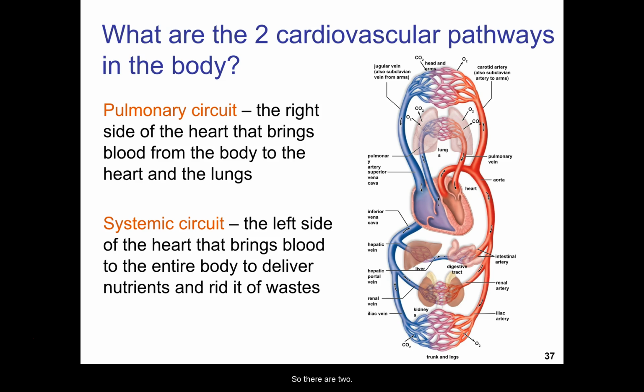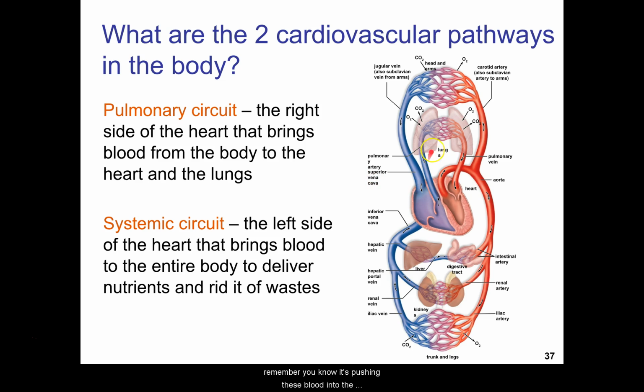So there are two cardiovascular pathways inside of your body. There's the pulmonary circuit and the systemic circuit. I've referenced both of which many times during the course of this class. But your pulmonary circuit's the right side of the heart. It brings blood from the body to the heart and the lungs.